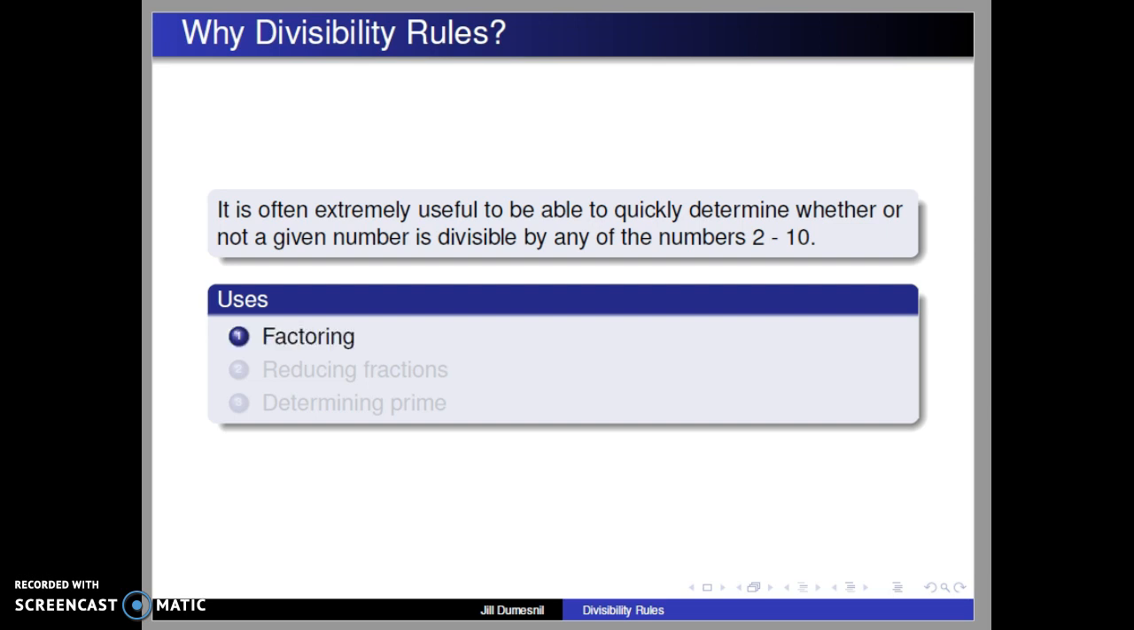In factoring numbers, finding factors or divisors quickly is very convenient. In reducing fractions, it's helpful to quickly notice when a numerator and denominator have a common factor. In determining whether a given number is prime, it is enough to check the number for divisibility by primes up to its square root.